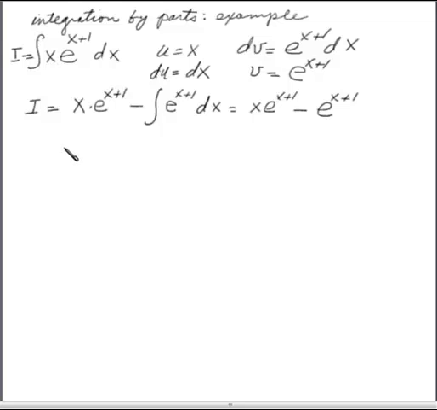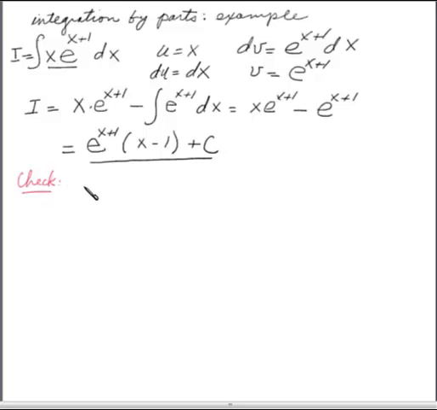Now I think we'll do a little algebra on this, and I can factor out an e to the x plus 1, and what will be left would be x minus 1, and since it's an antiderivative, it's a member of the family of antiderivatives, we add the c on the end of it. So I'm going to claim that this is an antiderivative of this piece right here. And to see if I'm correct, let's check it.